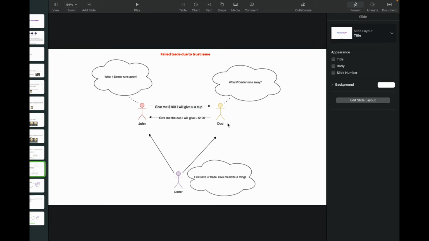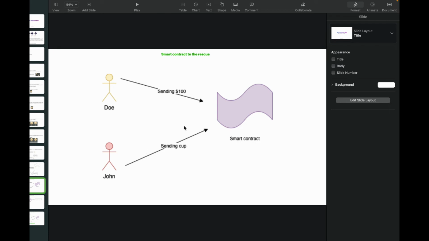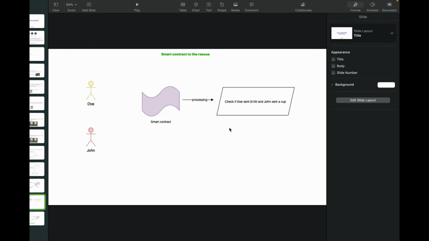You have to really convince yourself to trust in order to trade that way. But with the help of smart contracts, you don't have to worry about a third party. What John can do is send the cup to the smart contract. Doe can send $100 to the smart contract, and the smart contract will check if both parties have fulfilled their promise.